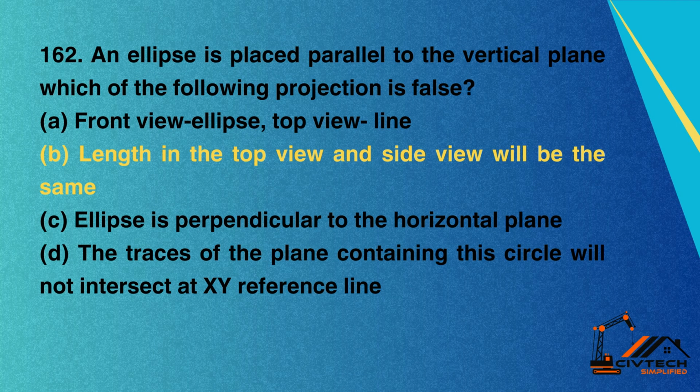162. An ellipse is placed parallel to the vertical plane. Which of the following projections is false? A. Front view ellipse, top view line. B. Length in the top view and side view will be the same. C. Ellipse is perpendicular to the horizontal plane. D. The traces of the plane containing this ellipse will not intersect at the XY reference line. Correct option, B. Length in the top view and side view will be the same.